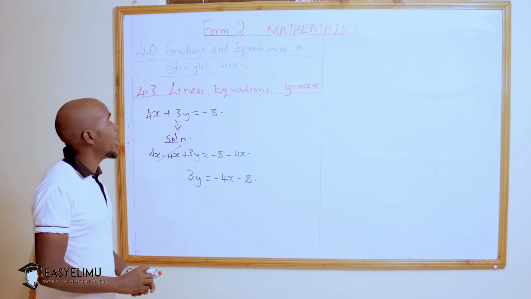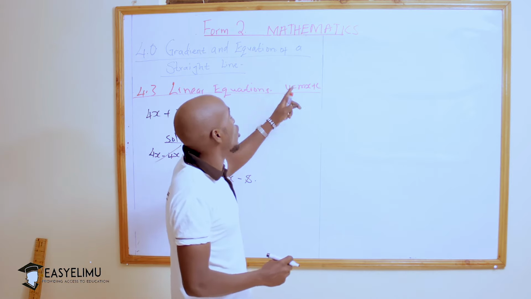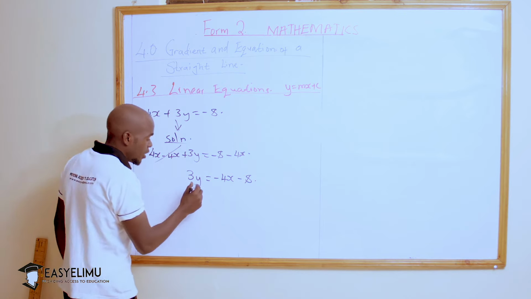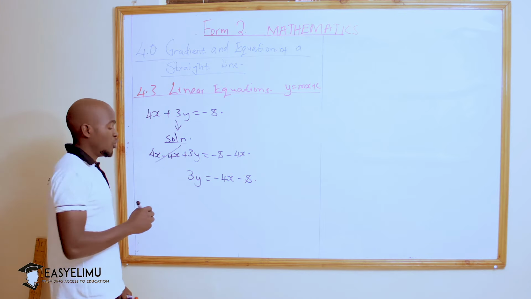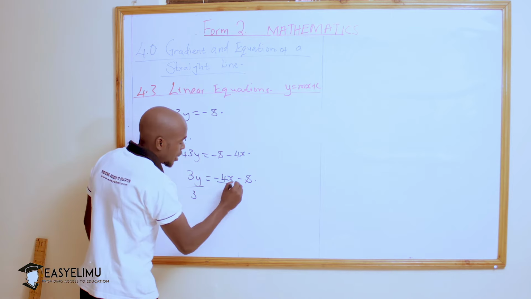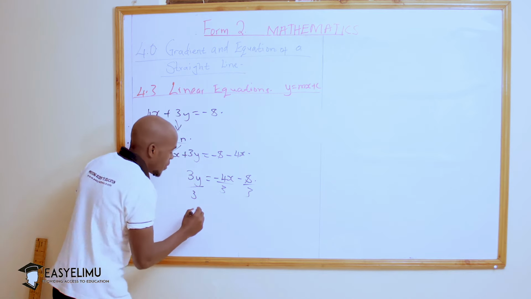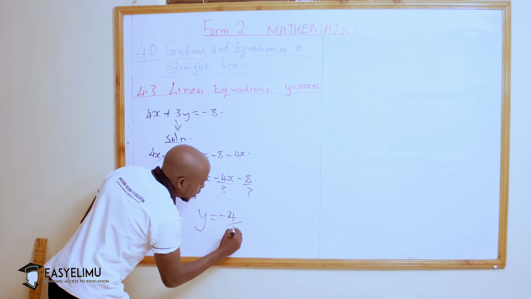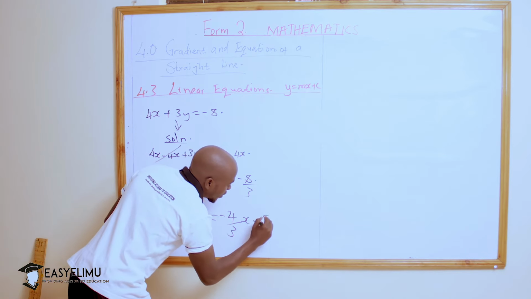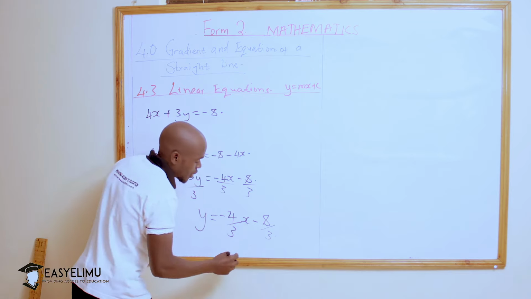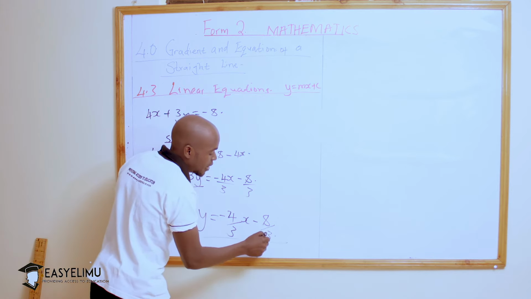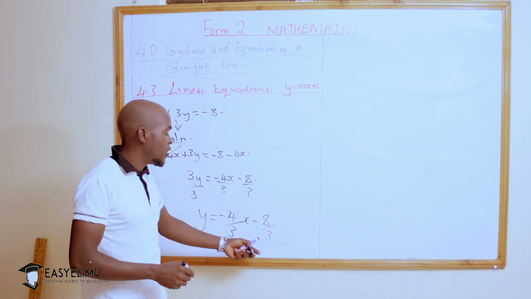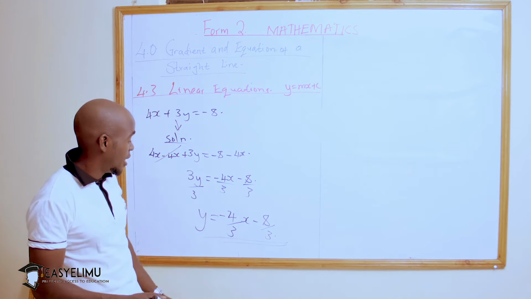But remember, we need it to be in the form y equals mx plus c. So to have y as the subject, you need to divide both sides by 3, so as to remain with y is equal to negative 4 over 3 x minus 8 over 3. You can simplify it further by writing it as a mixed fraction, but if you leave it as an improper fraction, there is no problem.